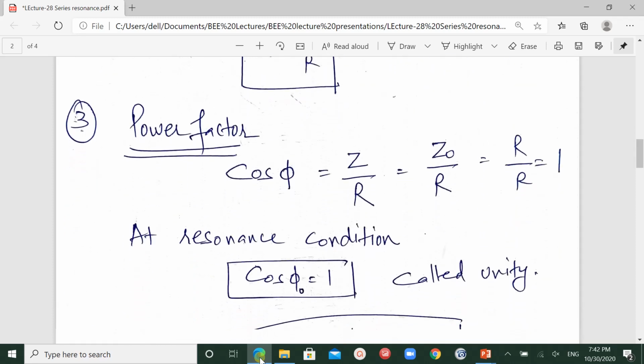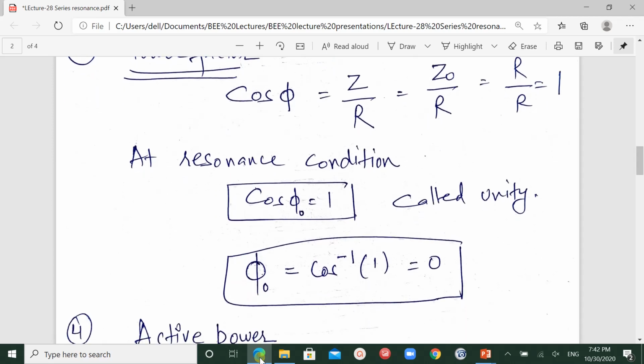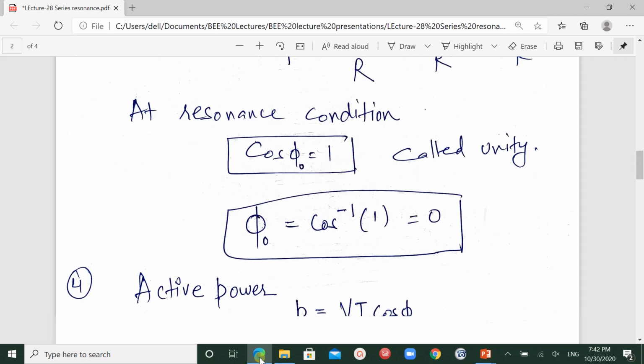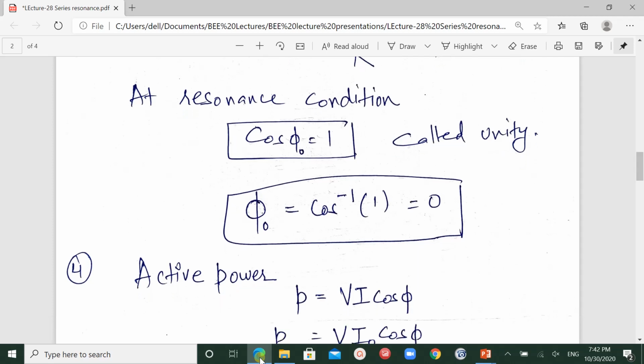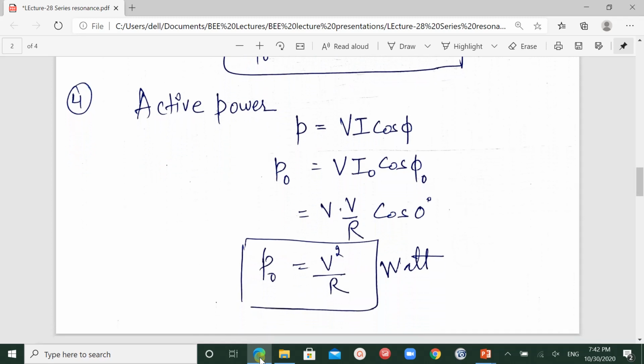Then the third term is the power factor, cos phi. It is R upon Z. We know the value of Z naught is R, so R upon R is equal to 1, and we can say that at the resonant condition cos phi is equal to 1, called unity. So the power factor at the resonant frequency is unity, and phi is equal to cos inverse 1, which is equal to 0.